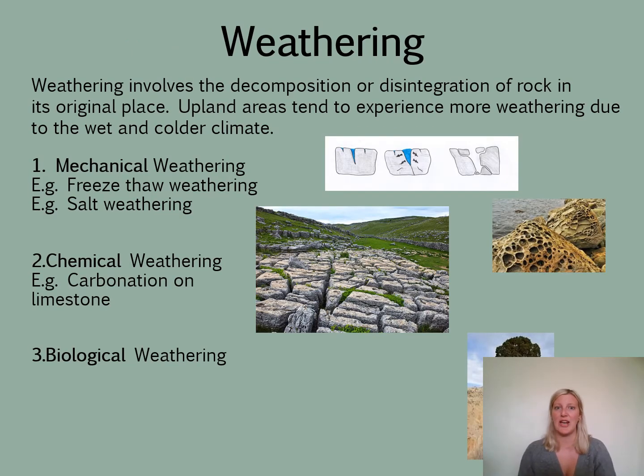So our first category is weathering. Weathering is the decomposition or disintegration of rock in situ, in its original place. So there are lots of forces acting on the rock, breaking it down. And we split weathering into three categories. Mechanical weathering is some sort of physical action that's breaking it apart. So our first image at the top there shows freeze-thaw weathering. Water seeps into the cracks in the rock. As it freezes, it expands and starts to break that rock down, and that continual freezing and thawing starts to weaken the rock until it breaks apart.